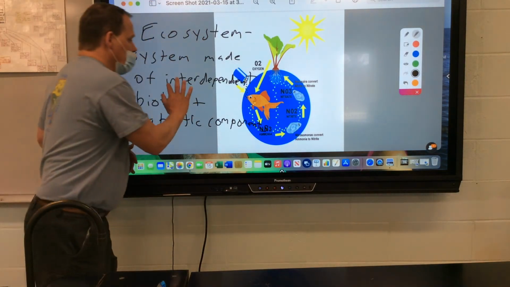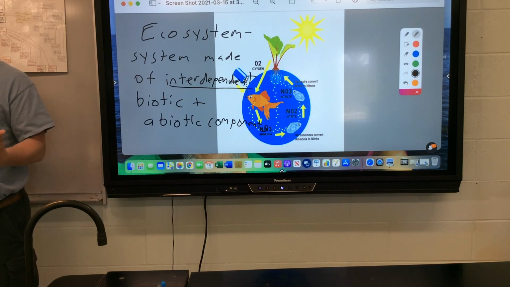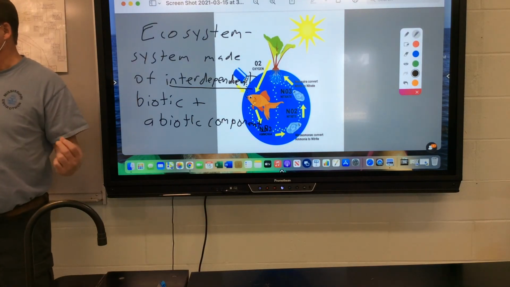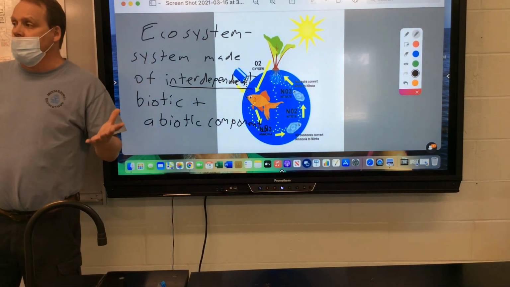And this word interdependent is really important. It's not that they're all just living there, it's that they all impact each other and affect each other. And for the system to be functional, you need to have those things all working correctly. And if anything gets out of balance, it can upset the entire ecosystem.